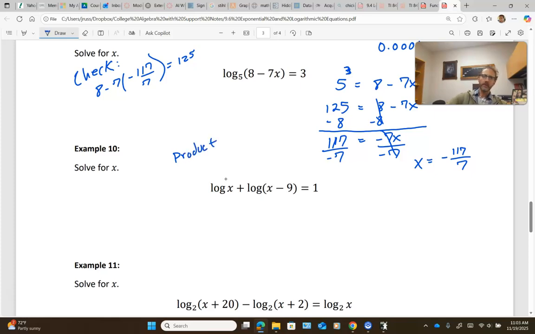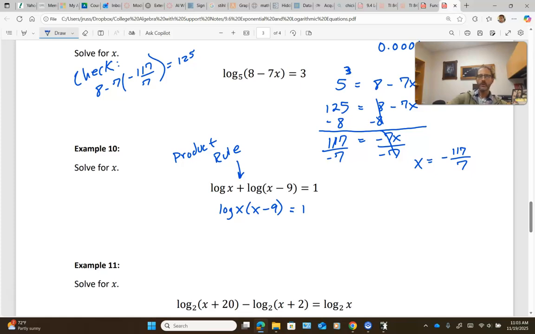The reason I know we're going to utilize the product rule is because these logarithms are separated with addition, or in other words, I have a sum of logarithms here. So I can condense these down into one. This will be the common log of x times x minus 9. Okay, so all of this right here is my argument, and then this is equal to 1.